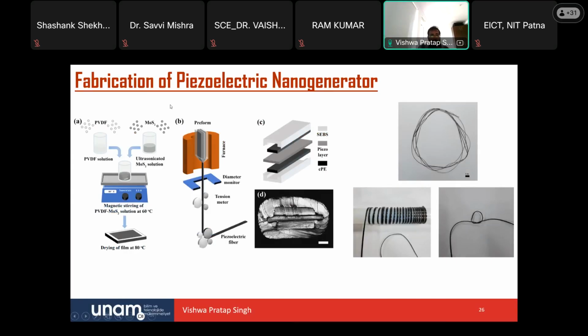So in this case, we have the same method we use to prepare the film, because eventually we need those active materials in a film formation, and you make a preform in a different way. So what we do, we hot press, make a strip, like a kind of sheet. This CPE is actually conductive polyethylene, which we use as an electrode, and SEBS is a butylene rubber.